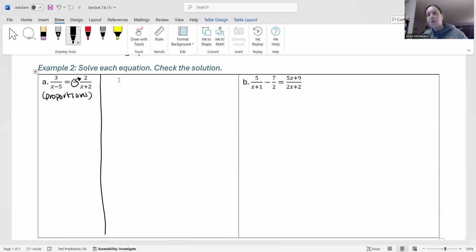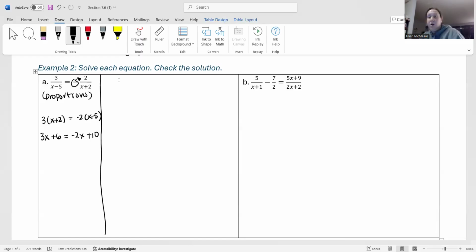More importantly, when you're solving a proportion, you want to cross multiply. That means you multiply the diagonals: first numerator times second denominator, first denominator times second numerator. That looks like 3 times (x plus 2) equals negative 2 times (x minus 5). Then we just distribute and solve, so this is just a regular old linear equation. On the left, 3 times x is 3x, and 3 times 2 is 6. On the right, negative 2 times x is negative 2x, and negative 2 times negative 5 is positive 10, so plus 10.